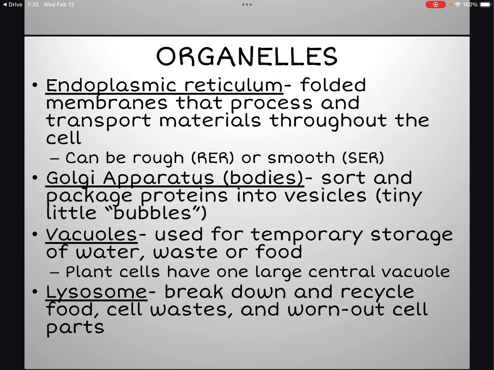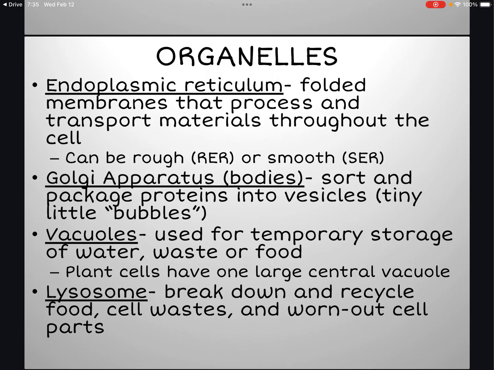Golgi bodies, sometimes called Golgi apparatus, are the packaging portion of the cell. Once proteins are made, Golgi bodies package them into tiny little bubbles, almost like putting a product into boxes to be shipped off to wherever they need to go. So the Golgi body is responsible for getting them organized so that they can be moved. Sometimes they're just moved to another part of the cell. Sometimes they are moved out of the cell and sent to another place in the body.